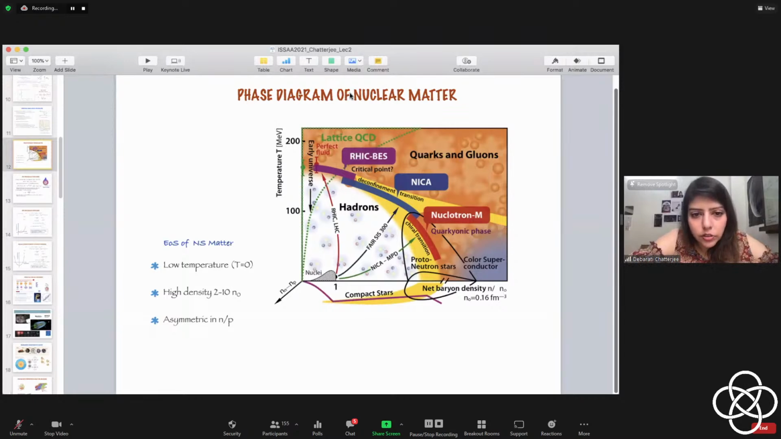There is a question from Vinuta about the causality limit. Yeah, I think we already talked about it. The causality limit is the limit where the speed of sound has to be less than the speed of light.